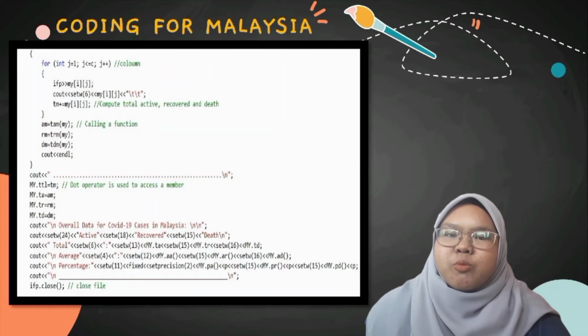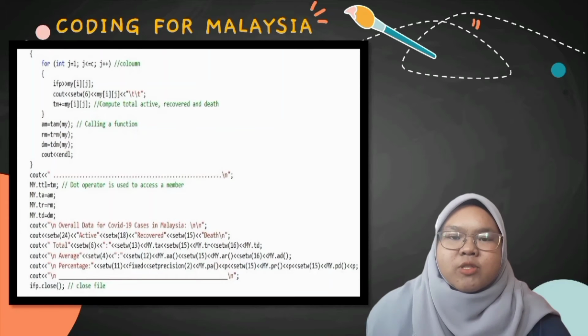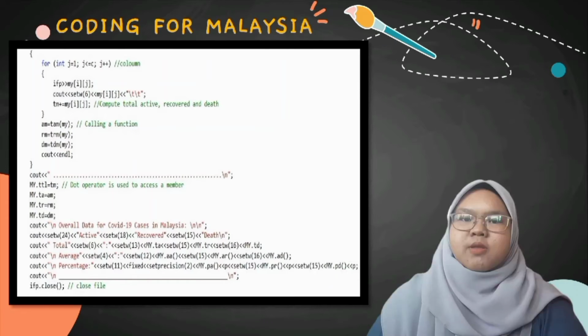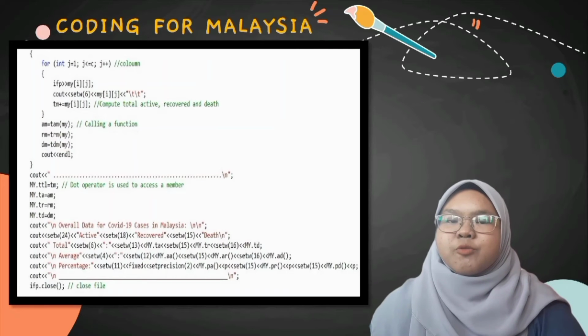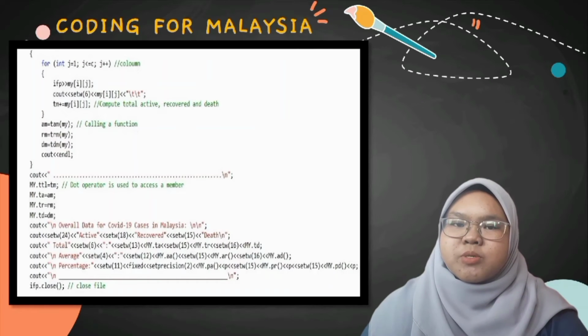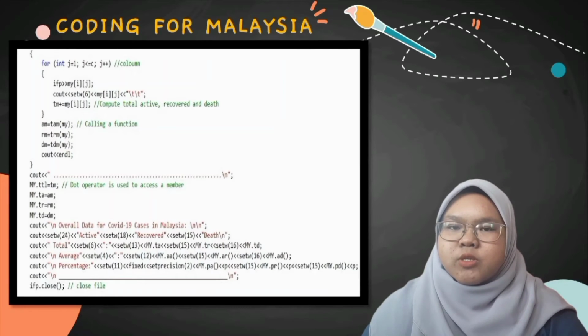Next, use the dot operator to access a member function that will be used to display output. We write my.ttl equals tm, my.ta equals am, my.tr equals rm, and my.td equals dm. Then we display all the information, which is total, average, and percentage for active, recovered, and dead cases. Next, we close the file with ifp.close.